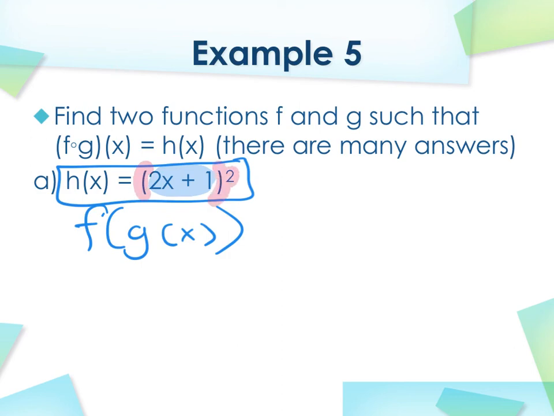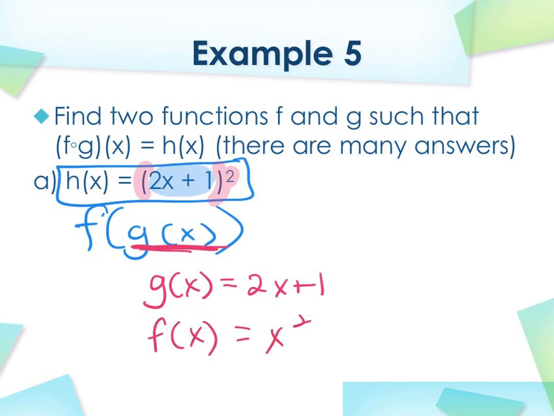So if I made the inner one, the one inside the parentheses, g of x equal to 2x plus 1, and I wanted to end up with 2x plus 1 squared, then I could make f of x equal x squared. And if I wanted to find f of g of x, because that's the order it gave me, I would take this, plug it into here, and it would look like 2x plus 1 squared. Does that make sense?